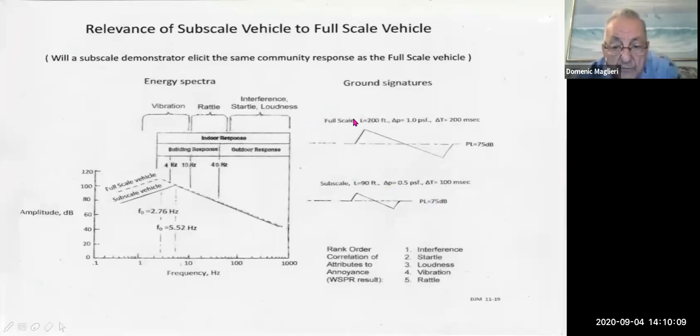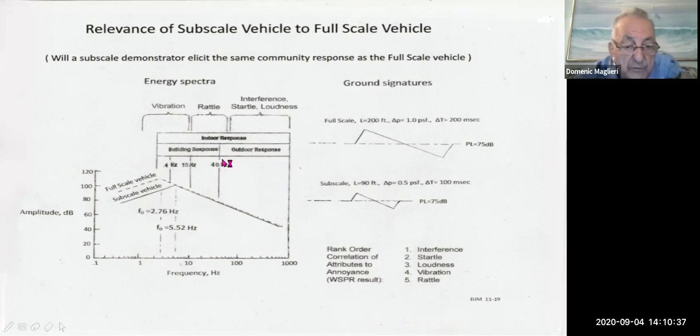Here's a full scale, 200 feet long, a delta P of 1, and a period of 200. And it has the same PL. Why is that? If you double the overpressure, you get double the rise time, you'll end up with the same PL. Let's look at the envelope of the spectrum. Here again, dB against frequency. Here's the envelope for the subscale vehicle, and here's the one for the full scale.